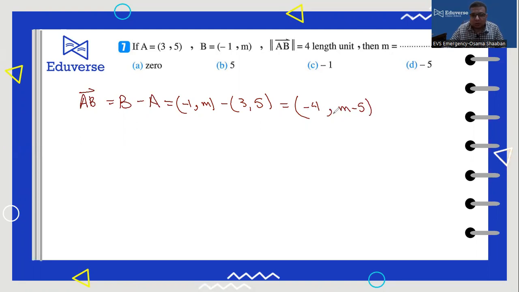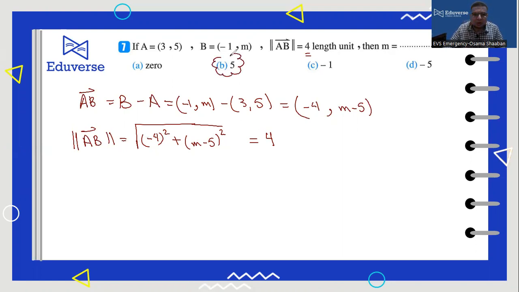So what about the norm? The norm will be 4. So the norm of AB vector equals square root of x power 2 plus y power 2, which is m minus 5. And you know the norm is 4. So it's equal to 4. Okay. What is the value from the choices you will get for m? Yes, if you put here 5, 5 minus 5 will be 0, power 2 will be 0, this will be 16, square root 16 will be 4. So you will choose 5. You will get m equals 5.